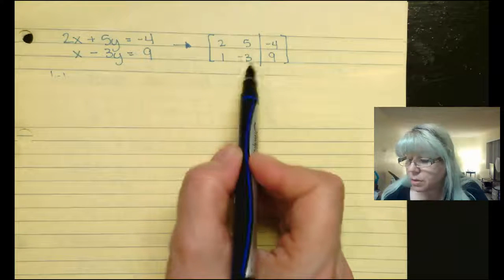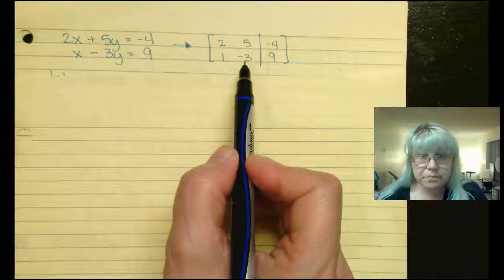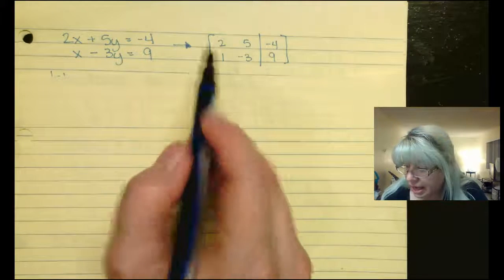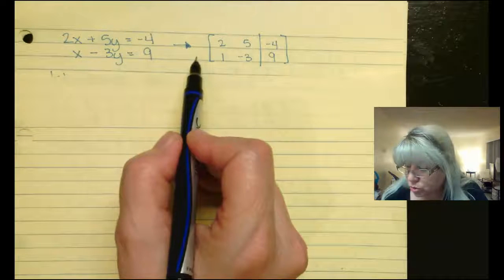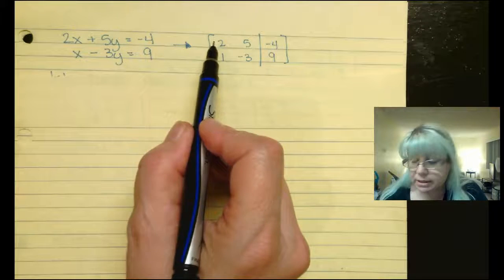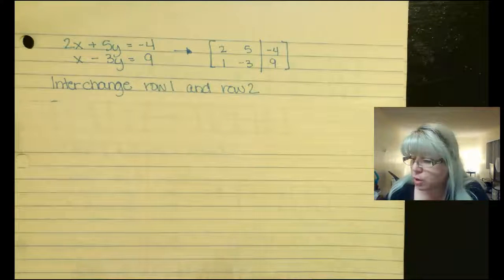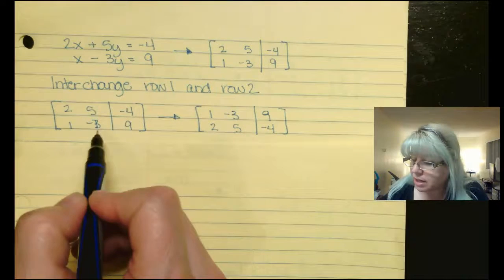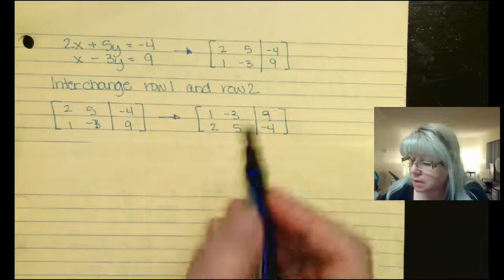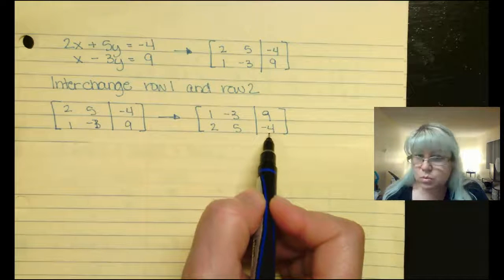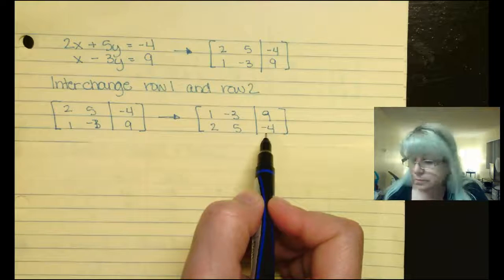But in this negative 3, I want it to say a 1. Looking at this augmented matrix, if I interchange row 2 and row 1, a 1 will be sitting exactly where I want it. So let's interchange row 1 and row 2. So 2, 1, 5, negative 3, negative 4, 9 becomes 1, 2, negative 3, 5, 9, negative 4. All I did was swap those two rows.